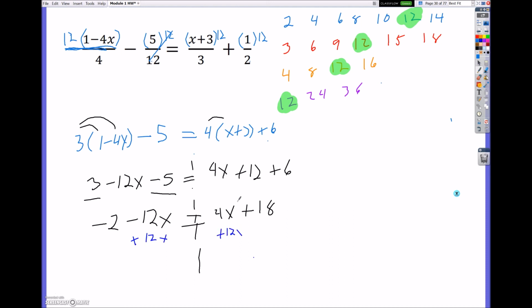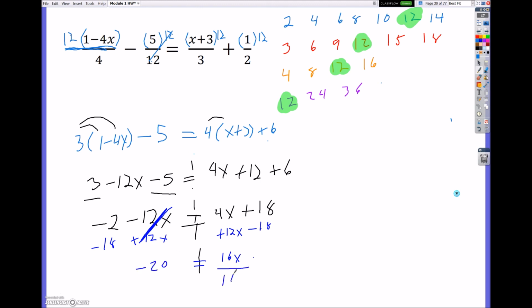This will get the variables on one side of the equal sign, because they cancel out here, which means I'm going to have to subtract 18 on both sides, because I want to get the variables all by themselves. So that means I will have 16x is equal to negative 20.